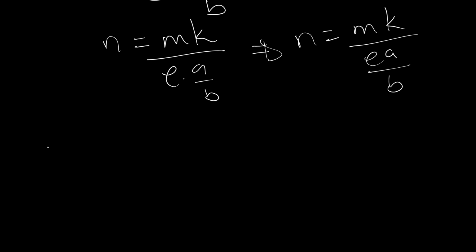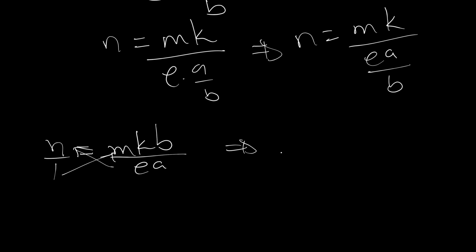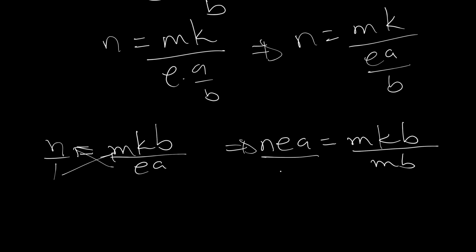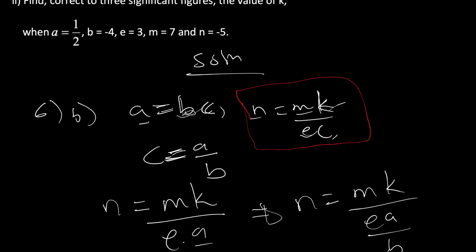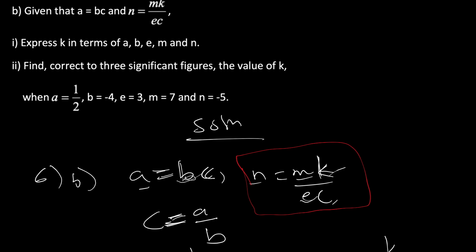So our N will be equal to MKB all over EA. Now when we cross multiply, we have NEA is equal to MKB. Now we need just K, so we divide both sides by MB. So our K will be equal to NEA over MB. So that will be it for question 6b(i).